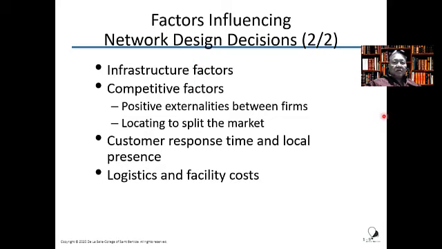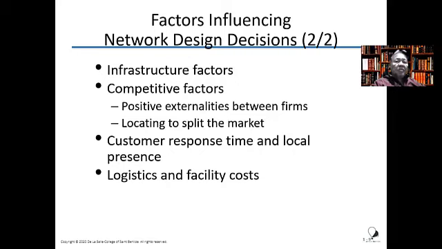Infrastructure factors. The availability of good infrastructure is an important prerequisite when locating a facility in a given country or area. Infrastructure, you're talking about what? Internet, electrical power, water supply, roads, airports. Poor infrastructure adds to the cost of doing business from a given location. So take note of that.